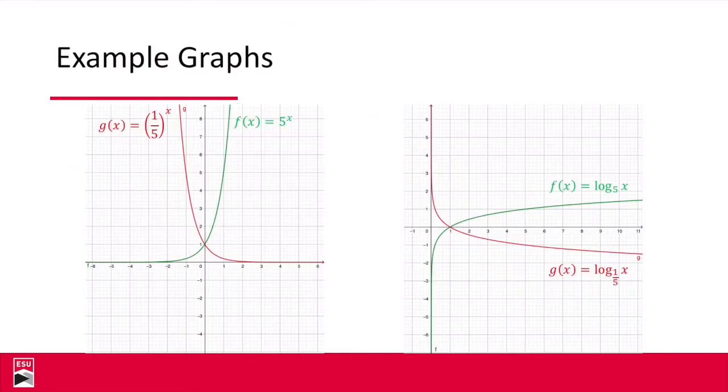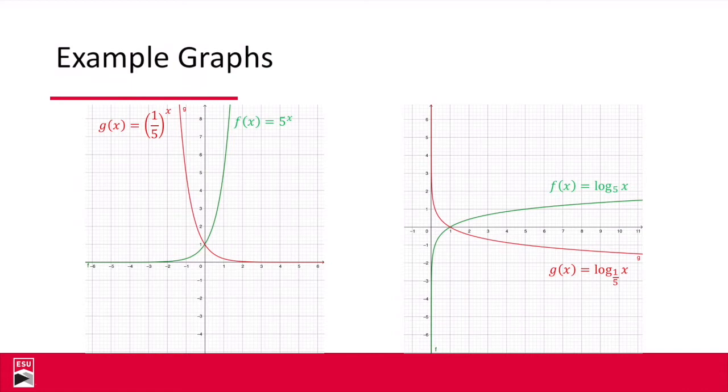So here on the left we have 5 to the x. So that's our general case where a is greater than 1. As we move from left to right, our function is always increasing. As x goes to negative infinity, our function goes to 0, whereas as x goes to infinity, our function goes to infinity. Now we consider (1/5) to the x.